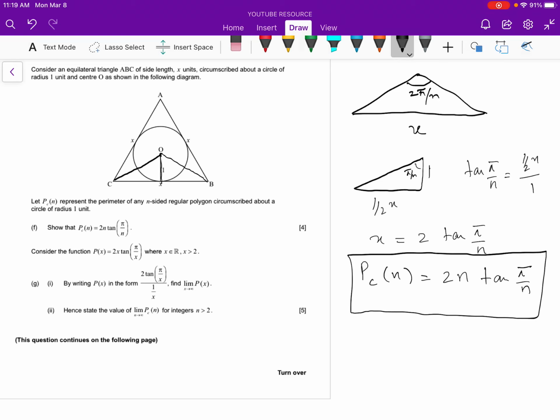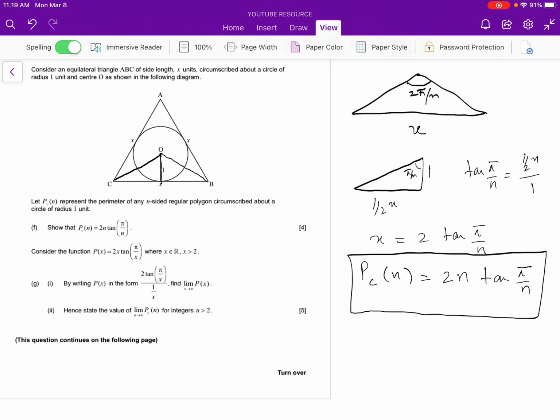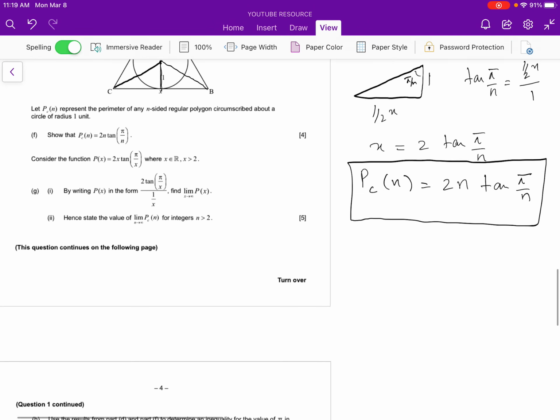Now the next part, they said consider the function p(x) equals 2x tan(pi/x), where x belongs to the real numbers and x is greater than 2. So part G1, they said by writing p(x) in the form of a particular fraction, you have to find the limit.